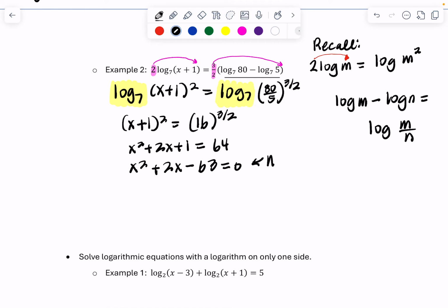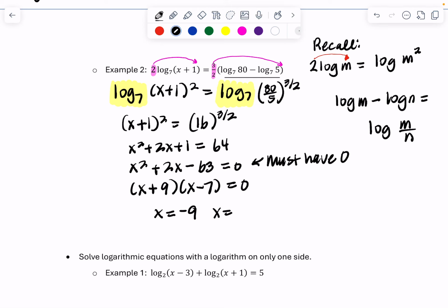So you must have a 0 here. Many of you forget that step and start factoring before you even have a 0 in the end. All right, so this factors to, what is that, positive 9 and negative 7, is that right? Yeah, that sounds good. So that means x could be negative 9 or x could be 7.